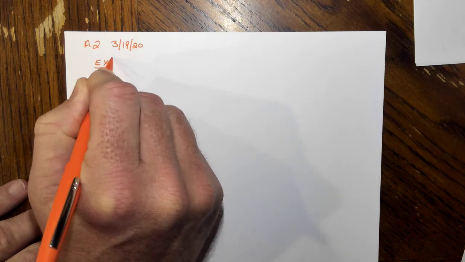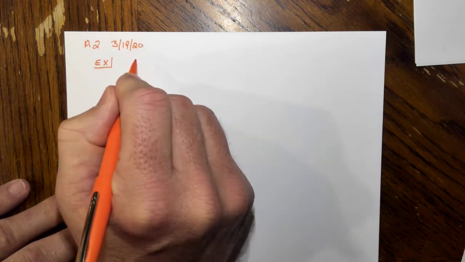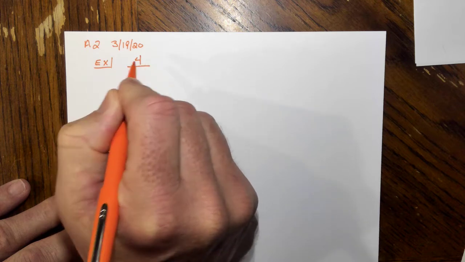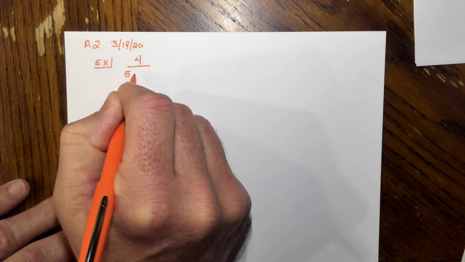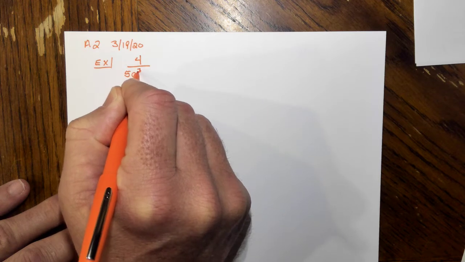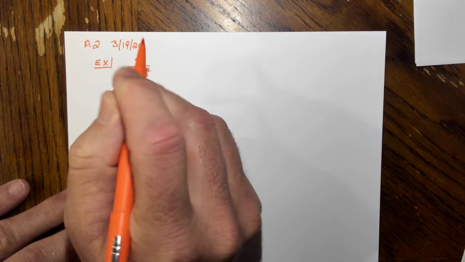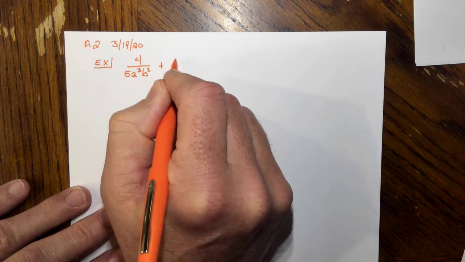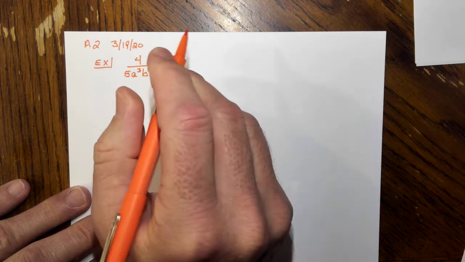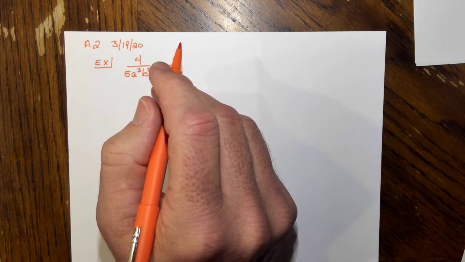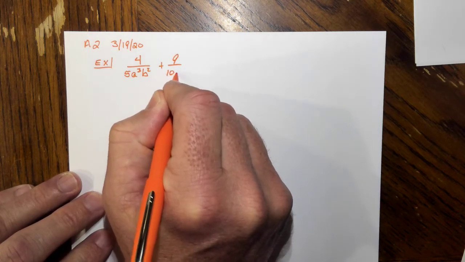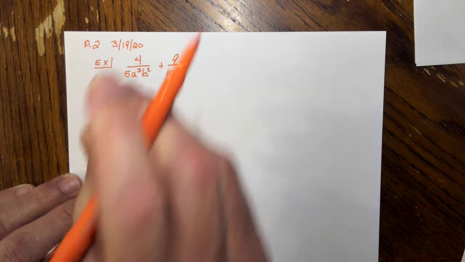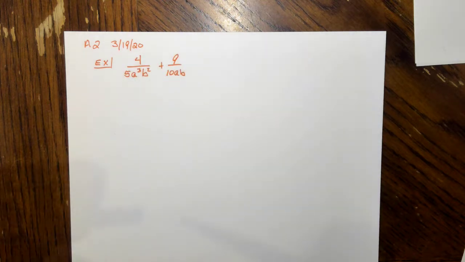In our next example, we're being asked to add two fractions. 4 over 5a to the third b squared plus 9 over 10ab. So, first and foremost, find our LCD.